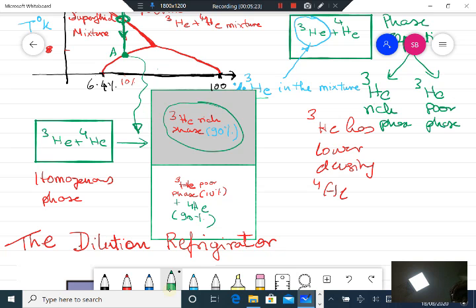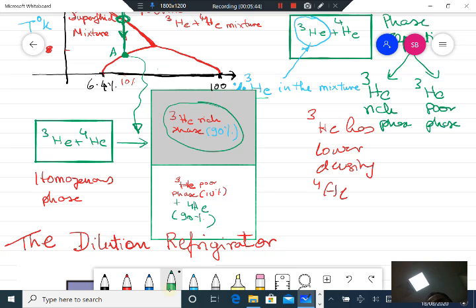you will reach a point at which the helium-3, helium-4 mixture, which was earlier homogeneous at temperatures above point A, was homogeneous. Once you go below this point A, it will phase separate into two phases. One is a helium-3 rich phase and one is a helium-3 poor phase.